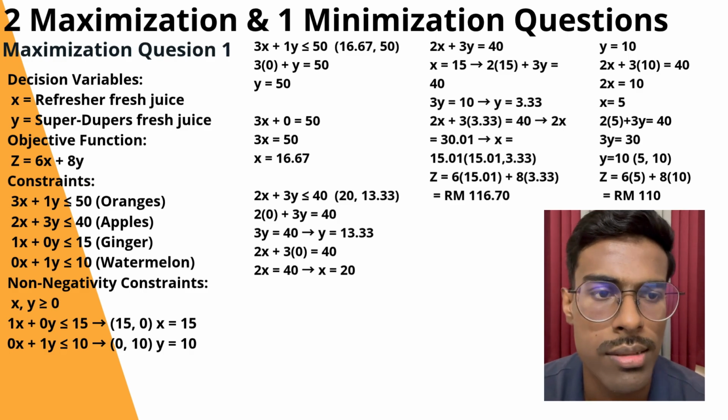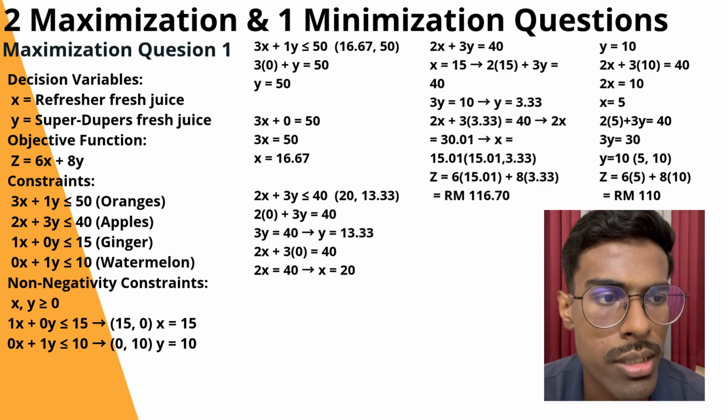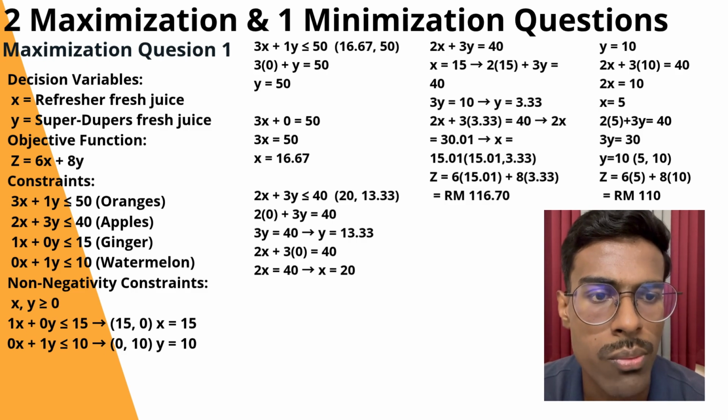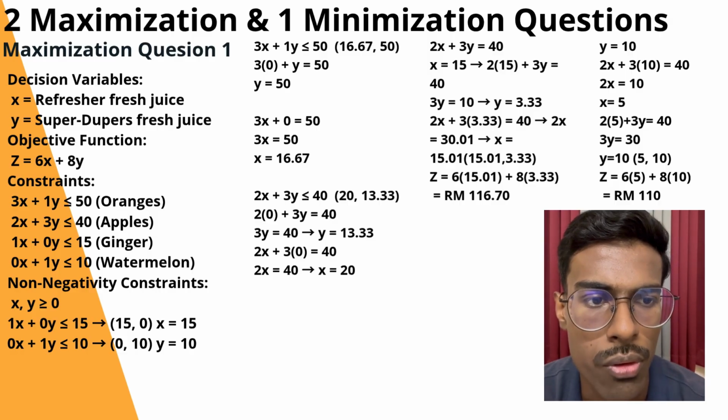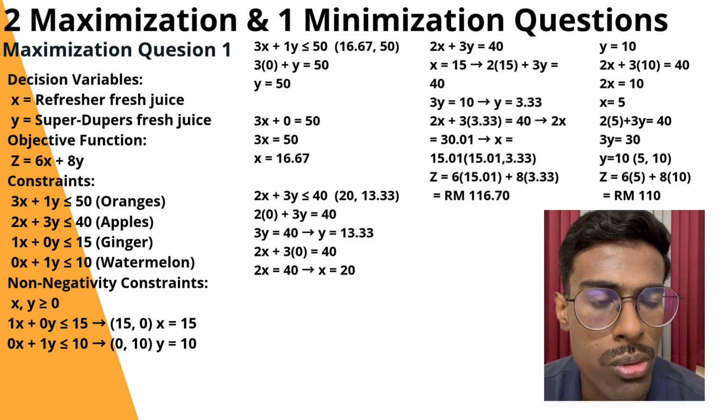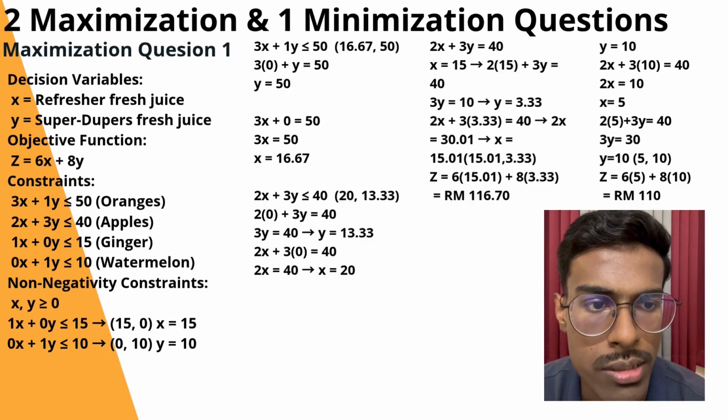And then the next slide, I'll start with maximization question 1. Our decision variables are X for refresher fresh juice and Y for super duper fresh juice. Our objective is to maximize profit, represented by the function Z equals 6x plus 8y. This is subject to 4 main constraints.